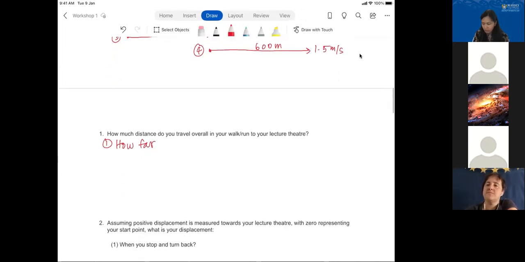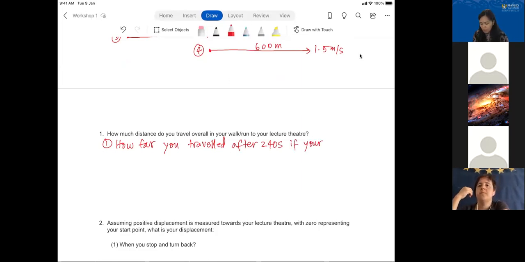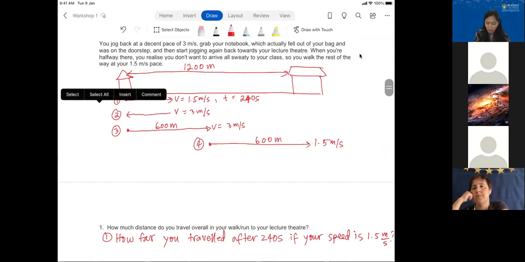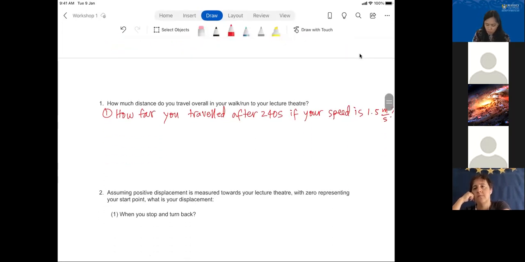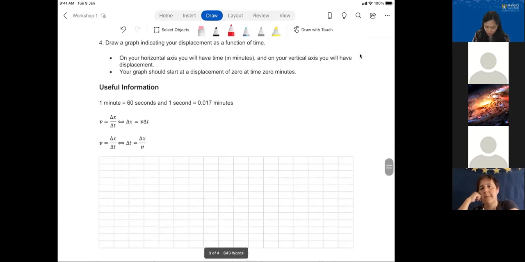Let me just work out how far you traveled after 240 seconds, which was the time when you found out you forgot your notebook, if your speed is 1.5 meters per second. So you have to figure that out in order to figure out how far you've traveled in the first segment of your journey. So there's some useful information here given.